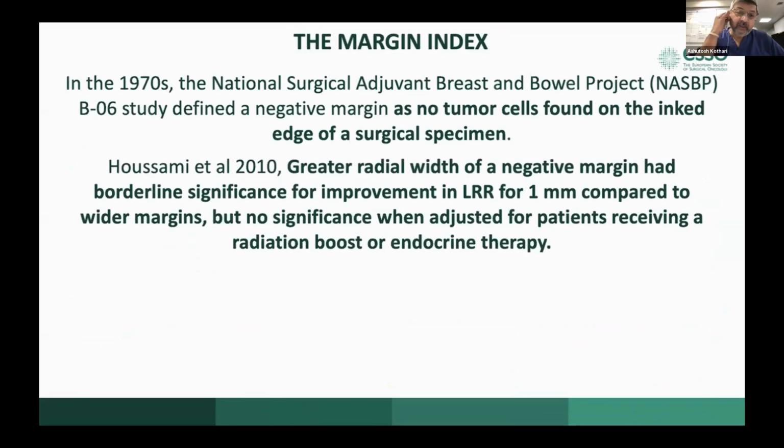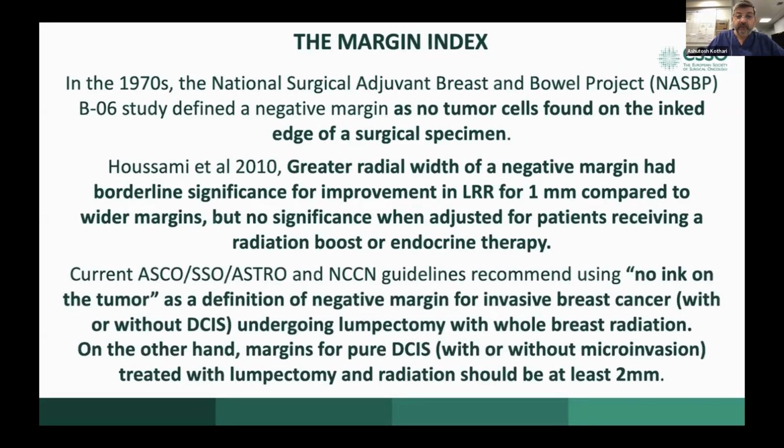Until about 2010, when there was this nice publication by Hosami's team, which looked at the radial margin width and compared recurrence rates in terms of margin width, and they said there's no significant improvement of local recurrence for 1 millimeter compared to wider margins. And when adjusted for both endocrine treatment or chemotherapy and radiation boost, it makes no difference.